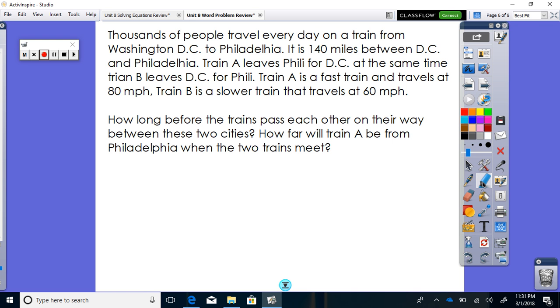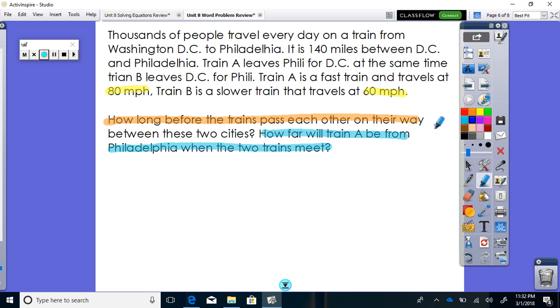Okay, so first thing I'm asking myself is, have I seen a problem similar to this before? And I have, because it reminds me of the problems that I've seen before with the rates. So it's going to be similar to those problems. Next, I'm looking for, what is it asking me? First, it's asking me how long before the trains pass each other. And the next thing it's asking me is how far will train A be from Philly when the trains meet. So I have a two-part question again.